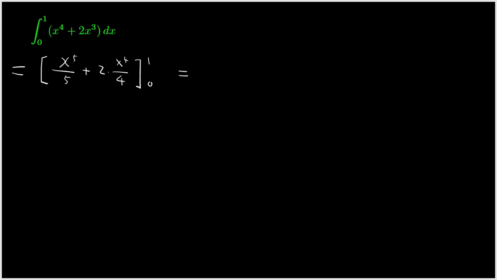Plug 1 into the antiderivative, you have 1/5, and then plus 2 over 4, that is 1/2, minus the value of the antiderivative at 0, which is equal to 0, of course. The answer to this is 7 over 10.